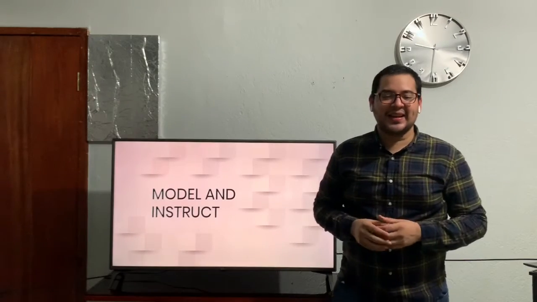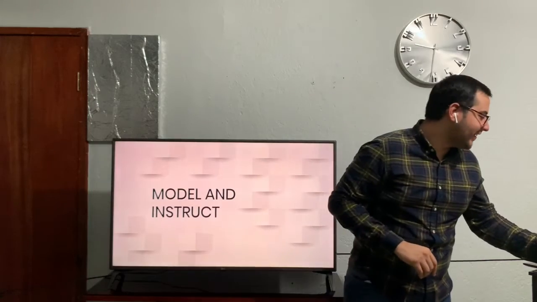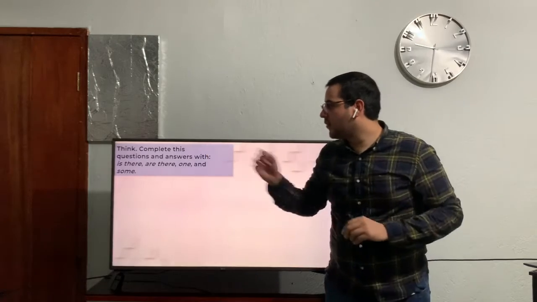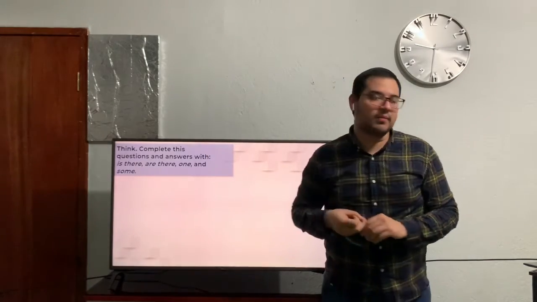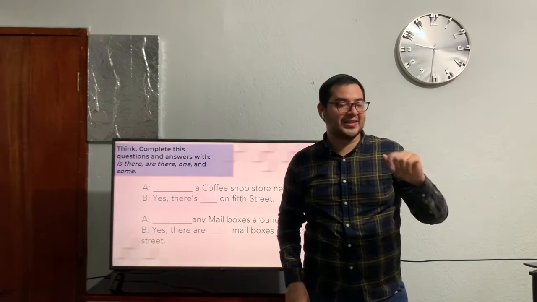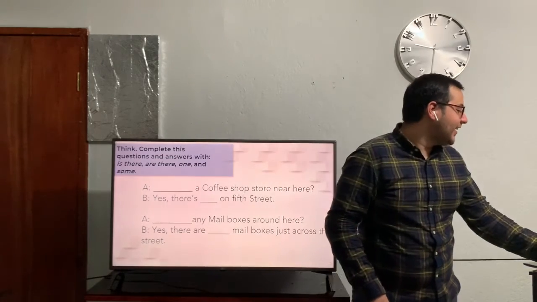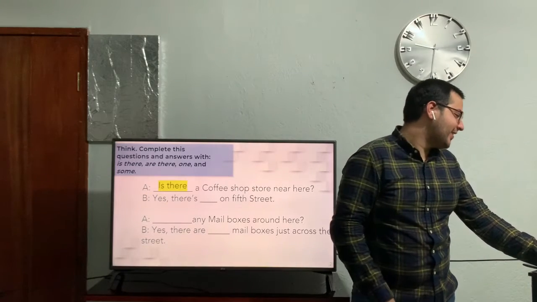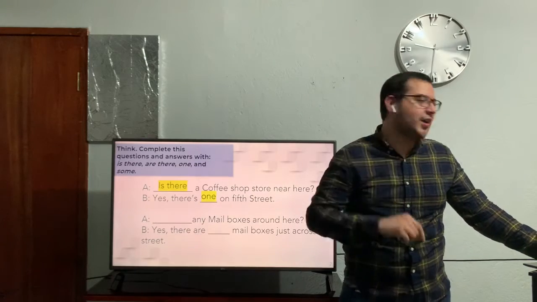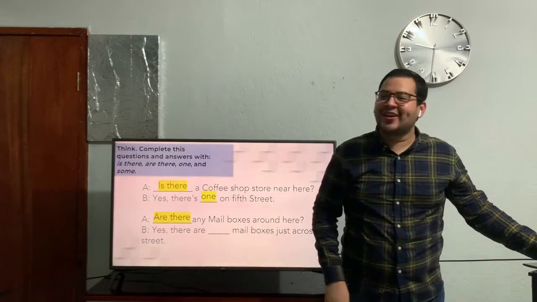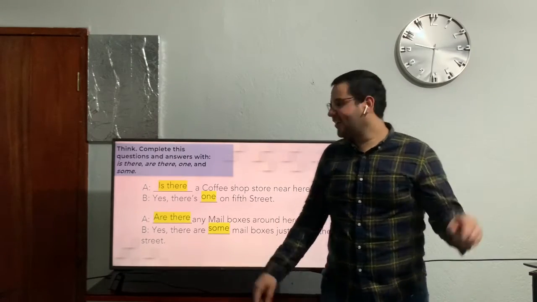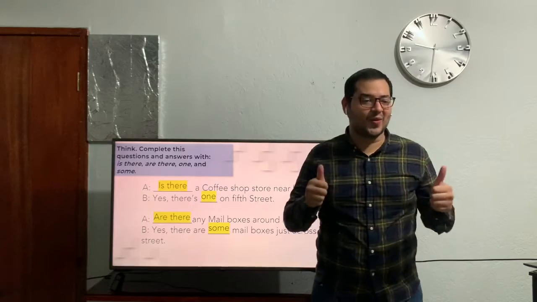So in this next activity, we're gonna think, okay? Let's see. Complete these answers and questions with these words: is there, are there, one, and some, okay? Okay, the first one? Can someone do the first one? Nice. Is there a... What about the answer? Yes, there's one. Are there any mailboxes? Yes, and the last one? Yes, there are some. Cool, nice.